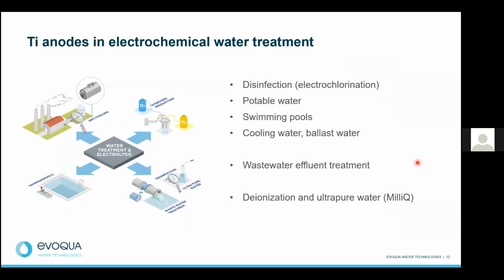Now, a third interesting segment in the anode world of things is electrochemical water treatment. Then you need to think of applications such as disinfection or electrochlorination, the fabrication of potable drinkable water, treatment of swimming pools, and the treatment of cooling and ballast water.